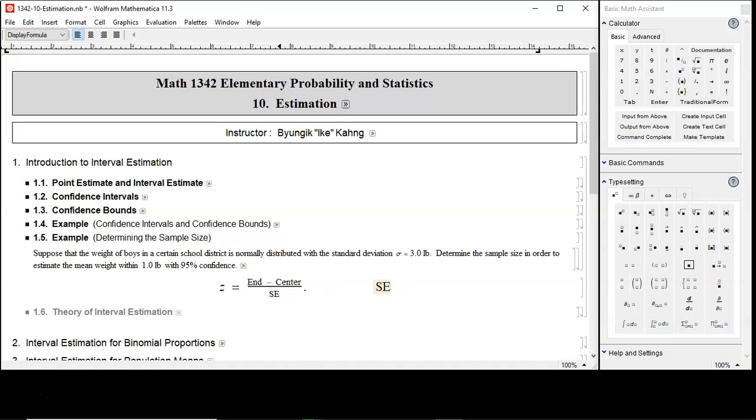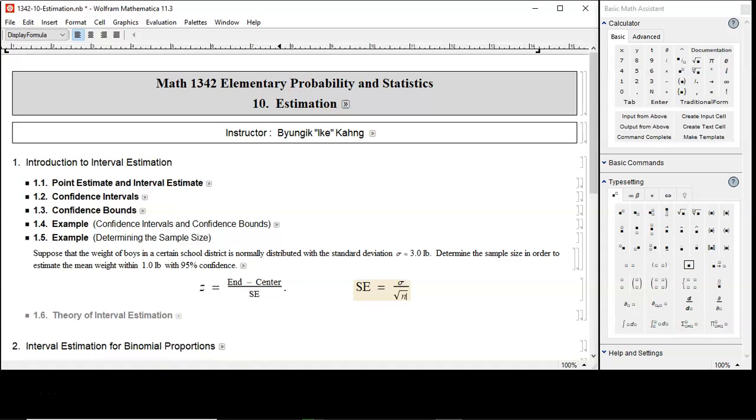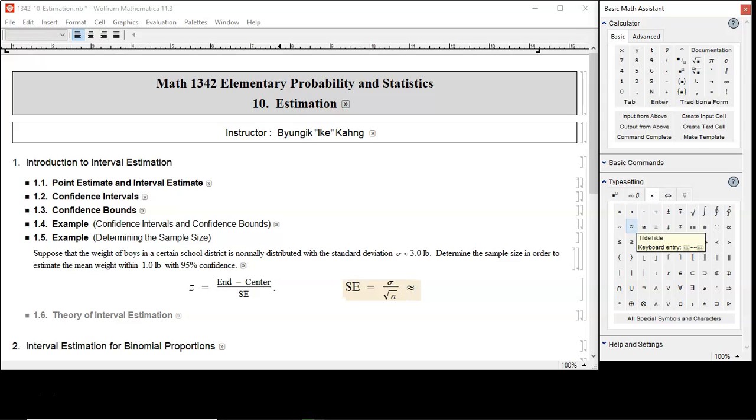And here's another formula that we have to remember. Standard error is sigma over square root of n. This one has a sample size. The standard deviation here is 3.0 pounds in this particular problem. So it's going to be 3.0 over square root of n. And that's something we have to put in right over here.